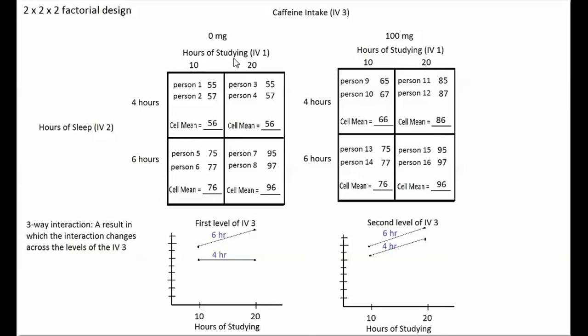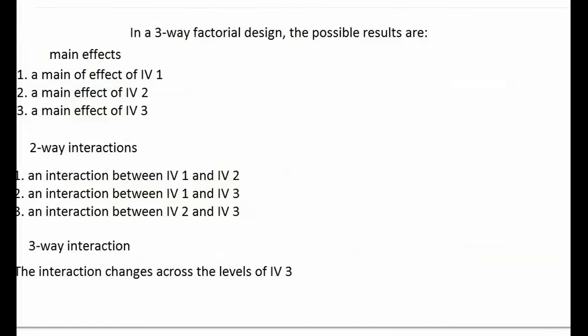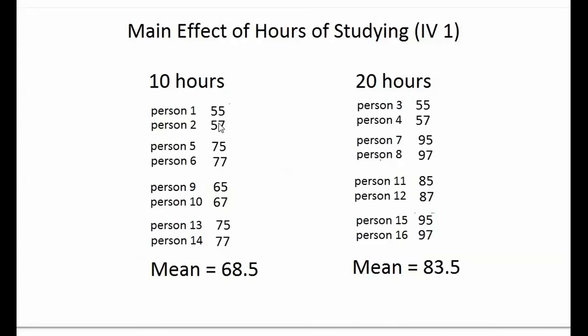The main effect of hours of studying would just be the difference between the mean of all 8 people who were assigned to 10 hours and the mean of all 8 people who were assigned to 20 hours. We can look at that right here. This is all 8 people who were in the 10-hour condition, and all 8 people who were in the 20-hour condition. I got each mean by adding the 8 numbers and dividing by 8. Since these two means are different, there is a main effect of hours of studying. The 10-hour mean is different from the 20-hour mean.